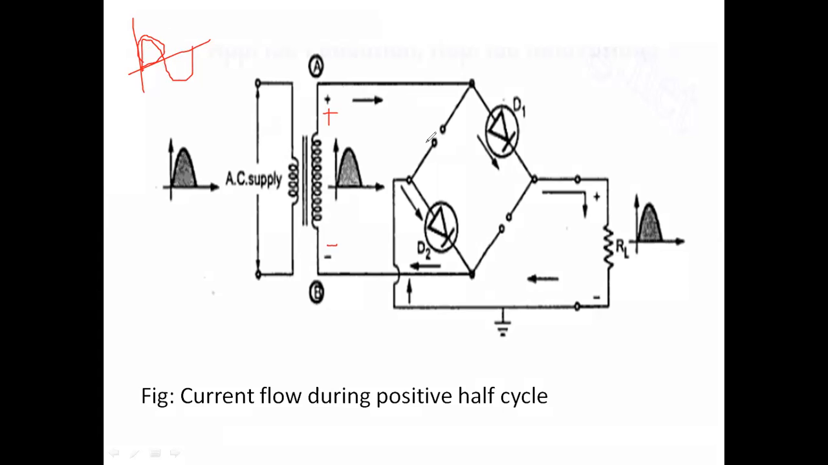Then what happens? This diode becomes negative, that is, reverse biased, while diode D1 is forward biased and D2 is forward biased. The remaining 2 diodes will be reverse biased.